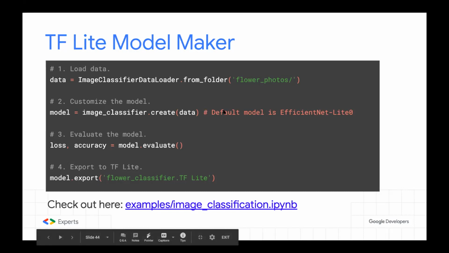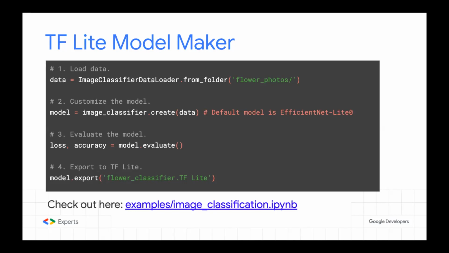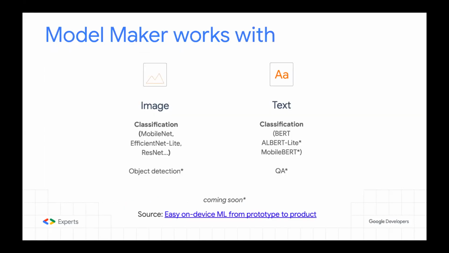And typically the default model is EfficientNet Lite 0, the B0, and you can define your own model's configuration. It supports ResNet 50 and other models as well, so that should be easy to follow. Model Maker typically works with a limited number of models at this point in time, but more support is coming really soon. As you can see, it already supports BERT, which is pretty cool.